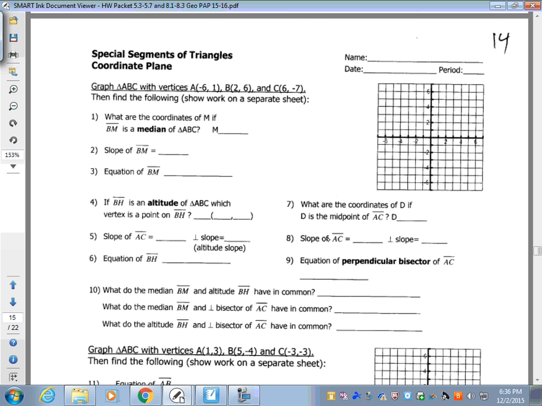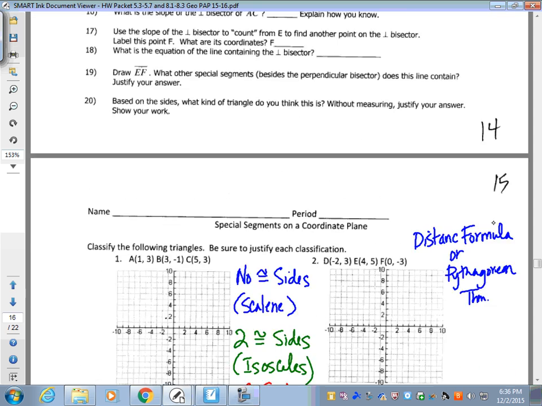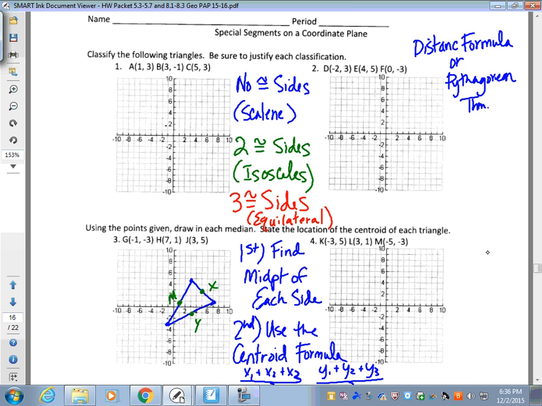Alright. This is a good practice, especially if you've had problems with the last 2 problems on the test. I would do this again, because you'll see it on the 6 weeks exam. But you have to do page 15.